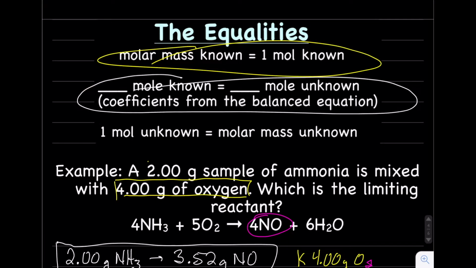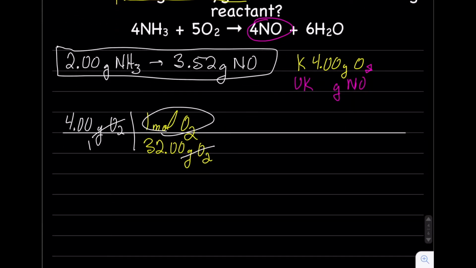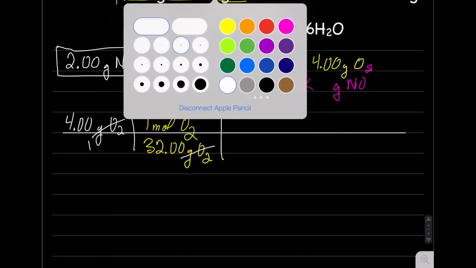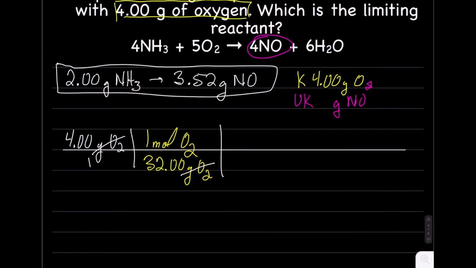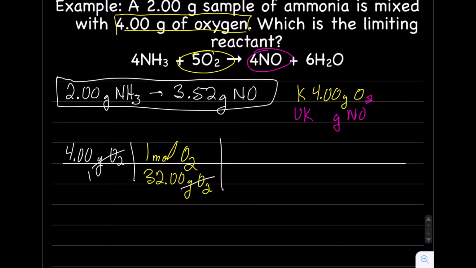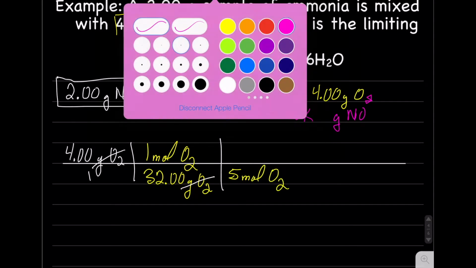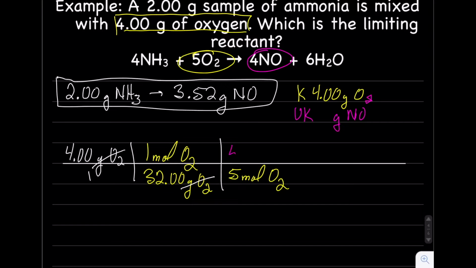Mole known equals mole unknown from the balanced equation. All right, so in our balanced equation, our known this time is 5 O2, and our unknown is still 4 NO. So on the bottom here, we're going to put our known, 5 mole O2, and on the top, we will have 4 mole NO.